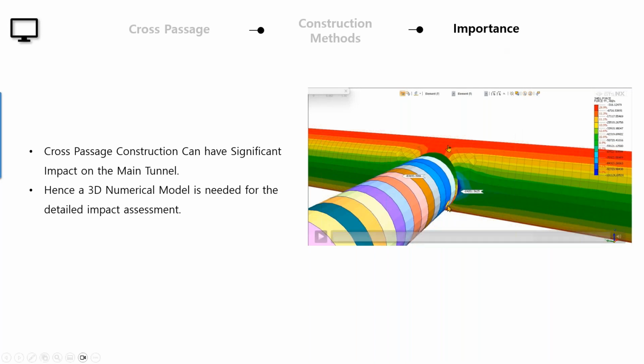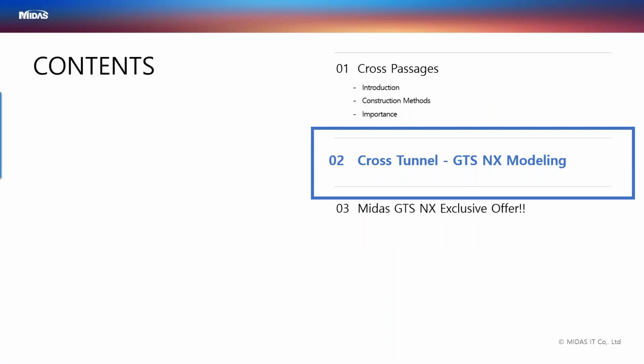So that's the importance. This kind of 3D modeling should be there to understand whether the TBM lining, or the main tunnel lining, is safe or not when the cross passage is getting excavated. So that's the idea of the cross passage in a brief way. Now we will proceed on to the GTSNX modeling, wherein we will model the cross passage along with the main tunnel, and we'll also provide some relaxation. So let's proceed with that.